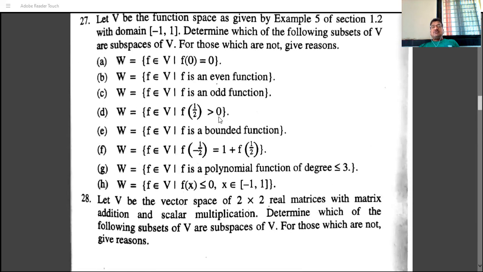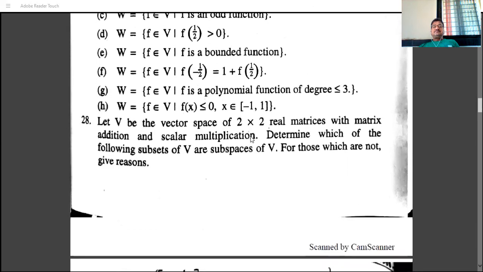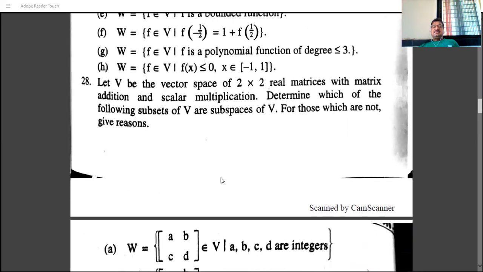Already solved this. f of 1 half is greater than 0, it is not closed for scalar multiplication. f is a bounded function. So solve all these examples, the answers are given.